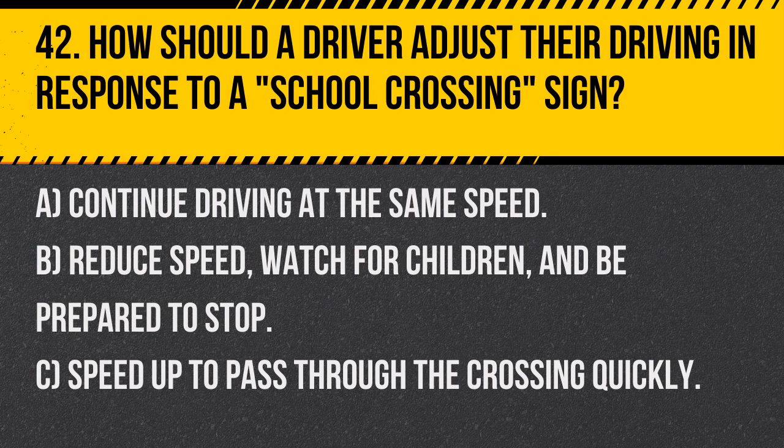Question 42. How should a driver adjust their driving in response to a school crossing sign? A. Continue driving at the same speed. B. Reduce speed, watch for children, and be prepared to stop. C. Speed up to pass through the crossing quickly. Answer: B. Reduce speed, watch for children, and be prepared to stop. School crossings require extra caution to ensure children's safety.